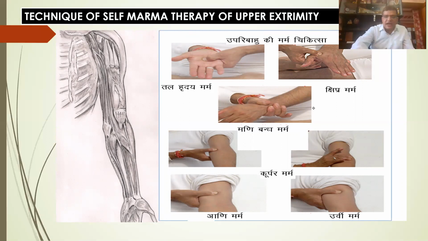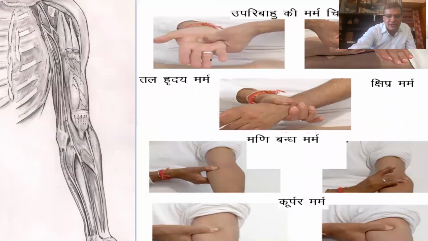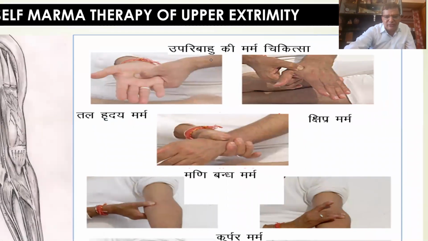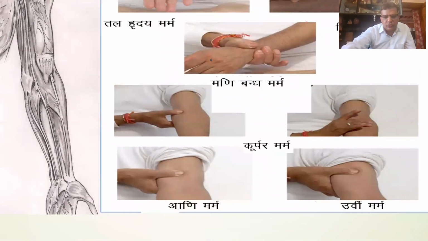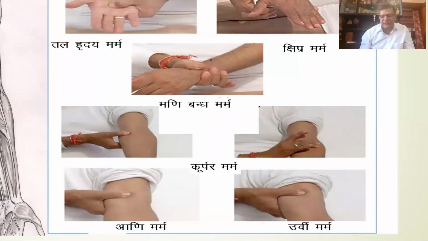So just look at this diagram. The upper extremity Marma points: this is the Talahridaya Marma, this is the Kshipra Marma, this is the Manibandha Marma, this is the Kurpara Marma, this is the Ani Marma, and this is the Urvi Marma.